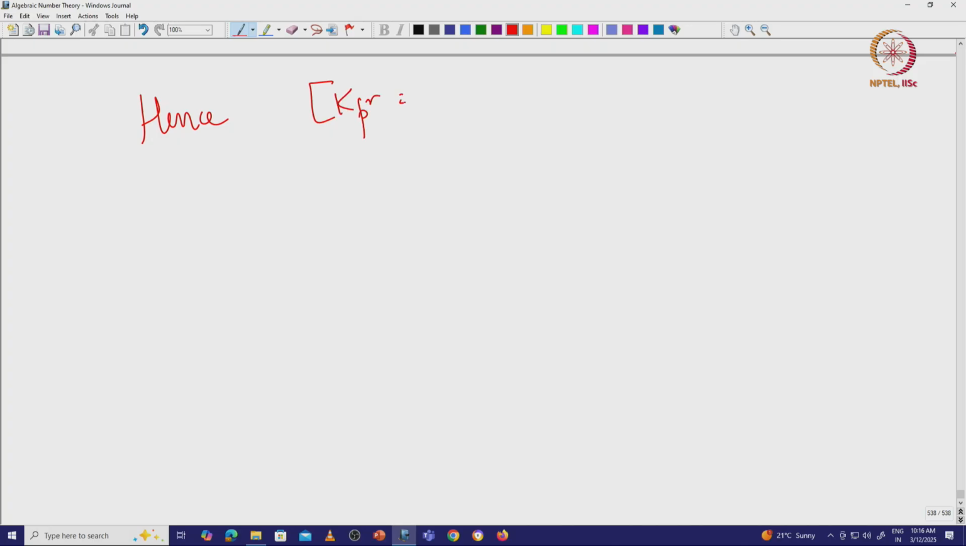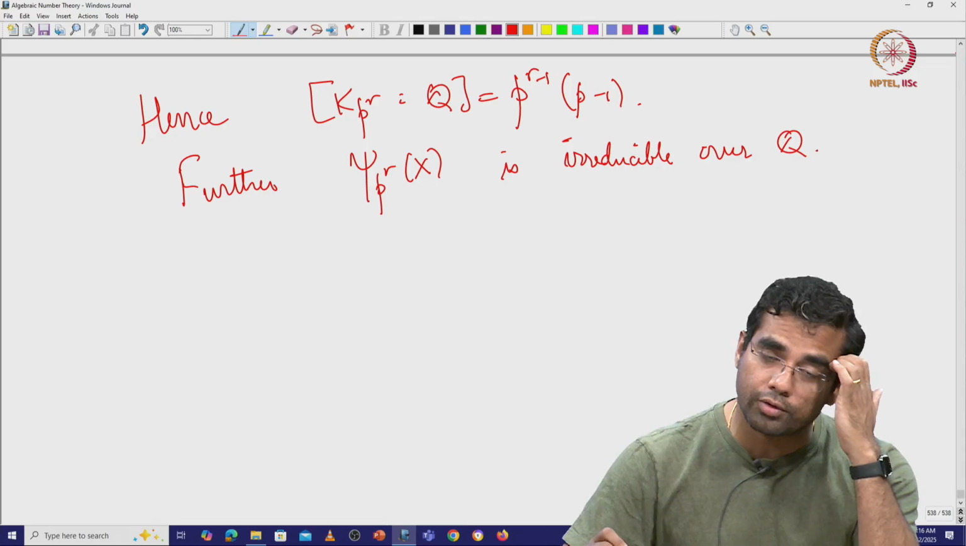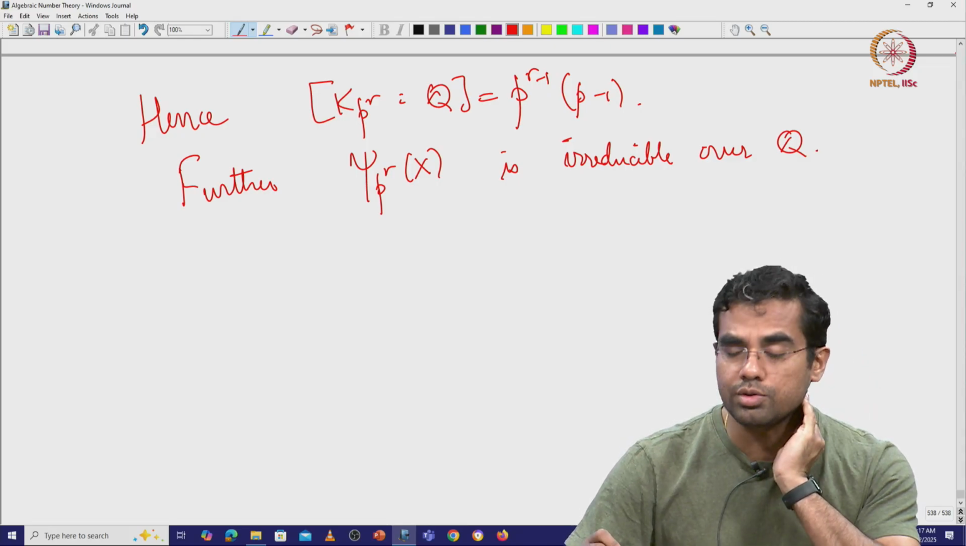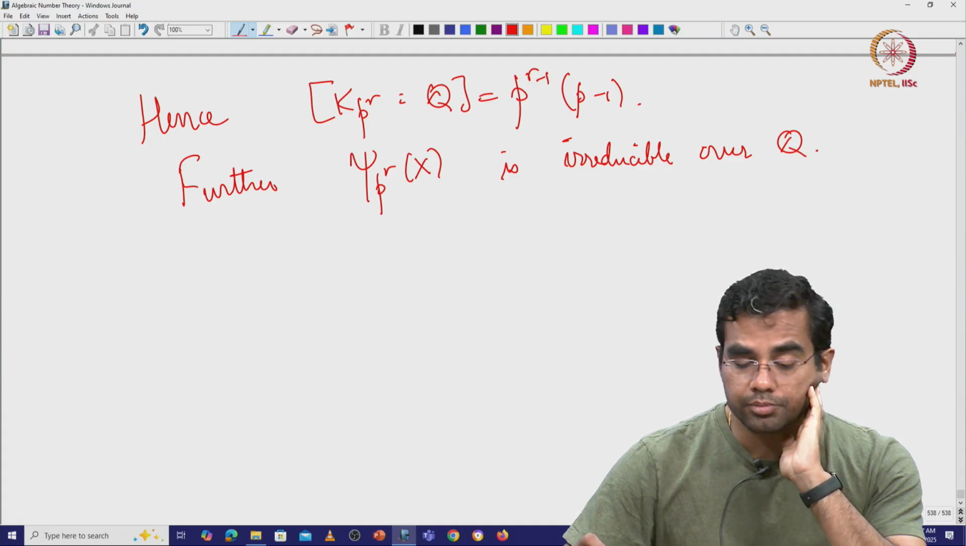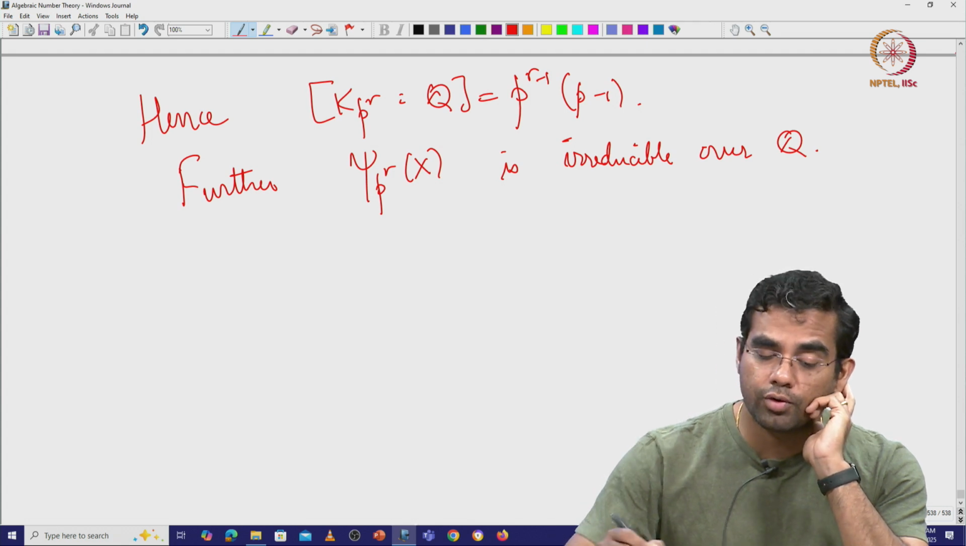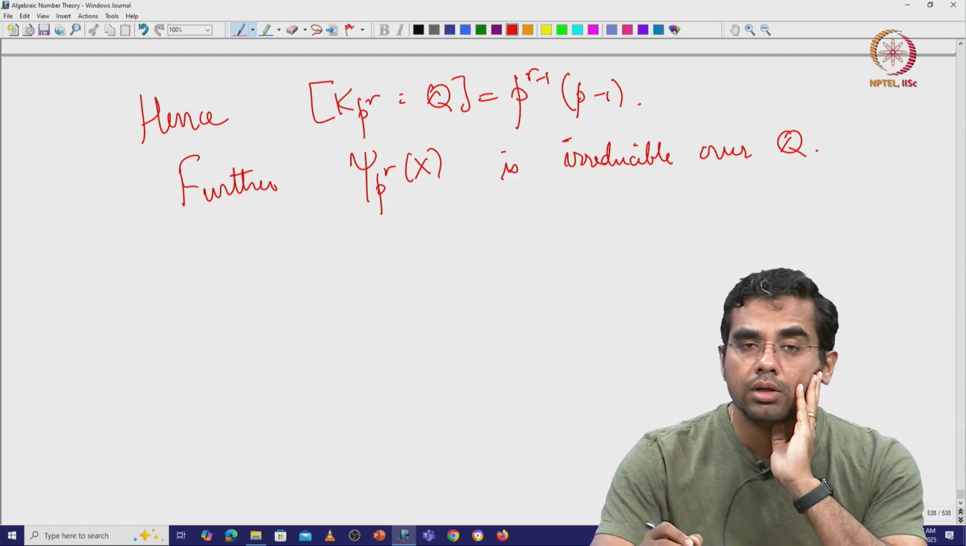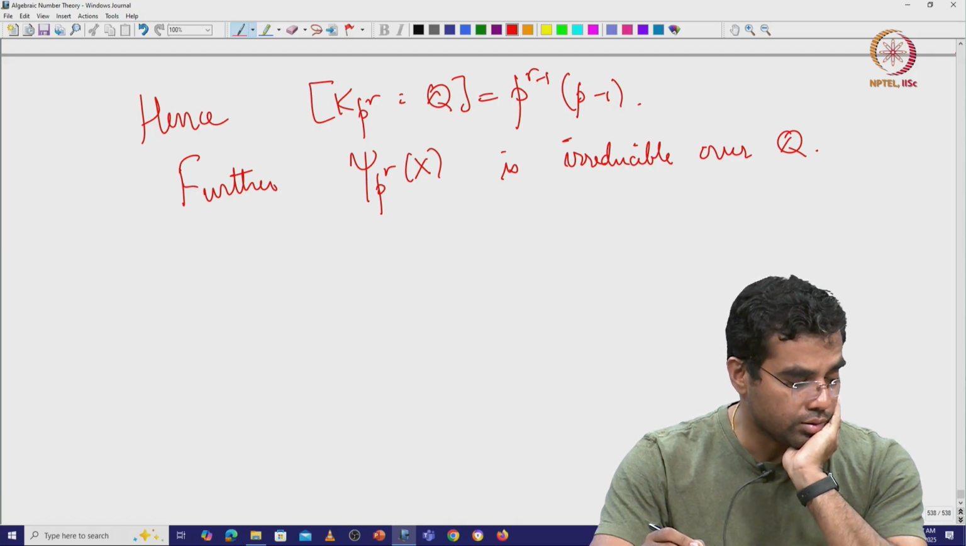Hence, K_{p^r} over Q, this degree is precisely p^(r-1)(p-1), and as a corollary we get that psi_{p^r}(x) is irreducible over Q. You may have seen a different proof of this fact, using the Eisenstein criterion, for example, and that would give you another proof of the fact that the degree of K_{p^r} over Q is p^(r-1)(p-1), but here we use some algebraic number theory to get it.